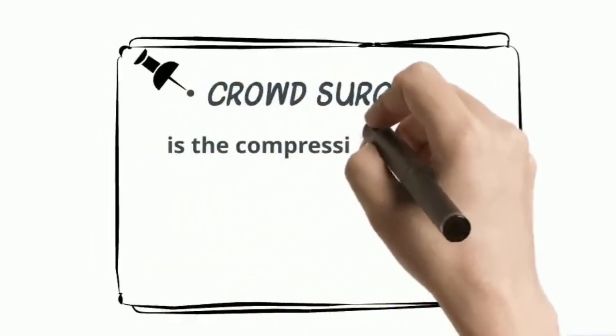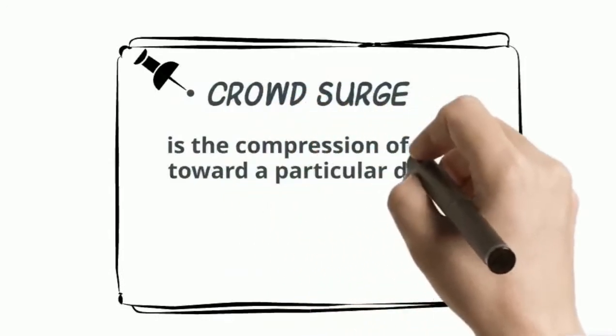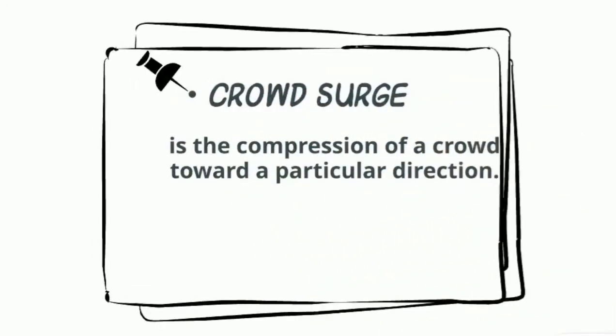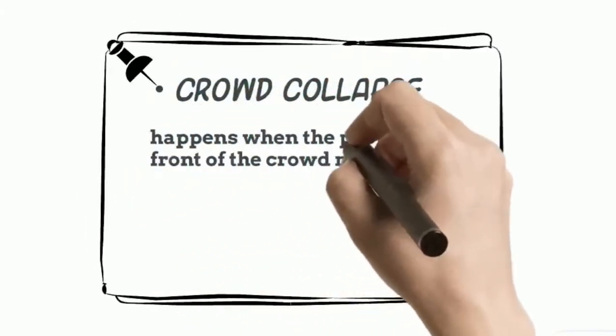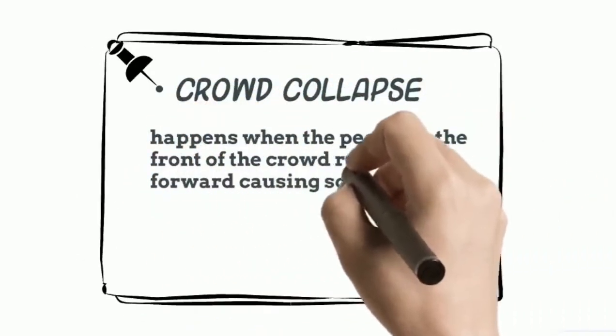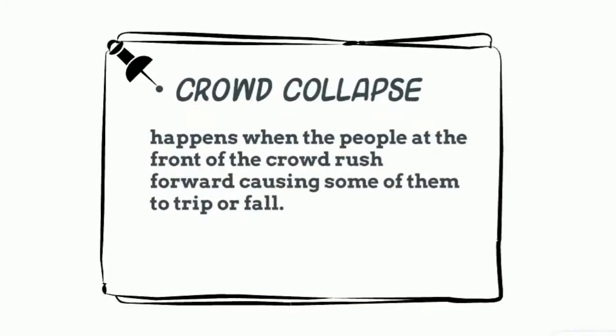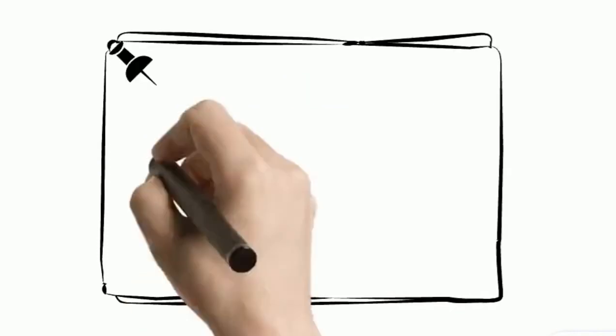Crowd surge is a compression of a crowd toward a particular direction. To avoid this, plan event activities and event sequences in such a way that the crowd does not feel compelled to move in one direction. Crowd collapse happens when the people at the front of the crowd rush forward, causing some of them to trip or fall. To avoid this, entrances to the audience should be planned in a systematic manner. Queues should be well ordered and well managed.